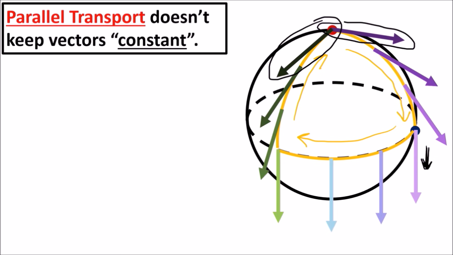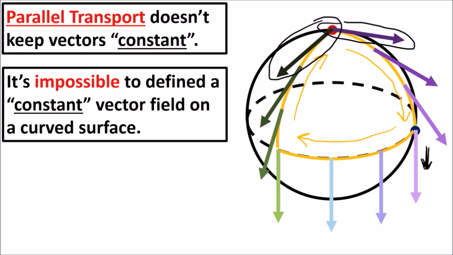So this shows us that parallel transport doesn't really keep a vector constant. And the reason for that is that it's impossible to define a constant vector field on a curved surface from the point of view of someone living on the curved surface. The idea of a constant vector field for a person living on this surface just doesn't really make any sense. So the idea of parallel transport is sort of the best that we can do.